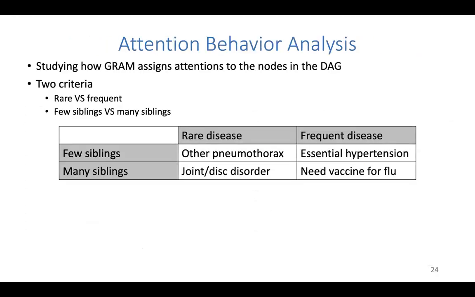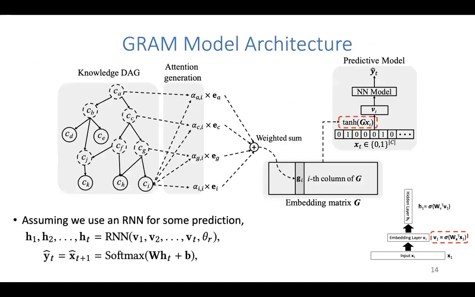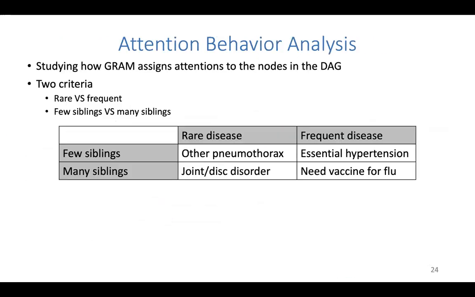All right, since this is an attention model, it would be insightful to study the attention behavior. So this is the attention behavior analysis, studying how GRAM assigns attention to the nodes in the DAG. What we would like to see is whether the attention weights, the alphas here, are actually working correctly as we expect. And what do we expect is right here.